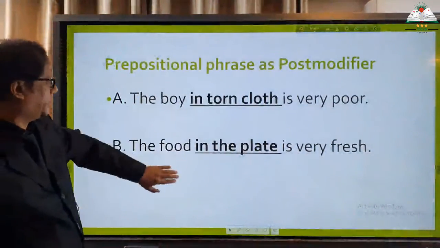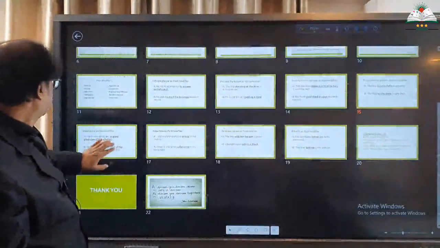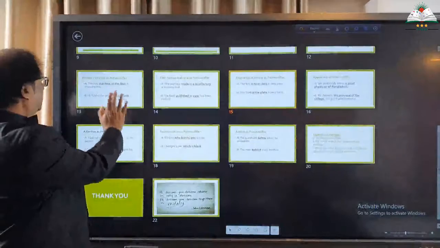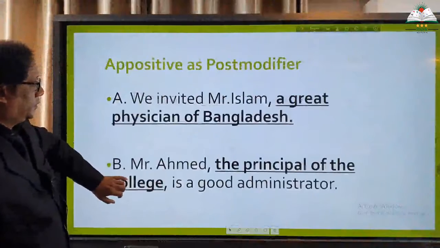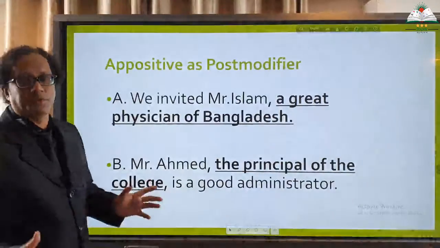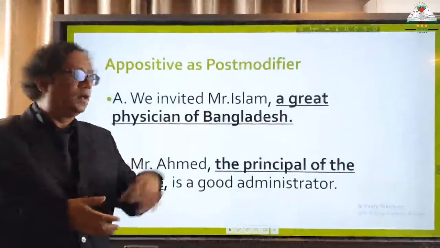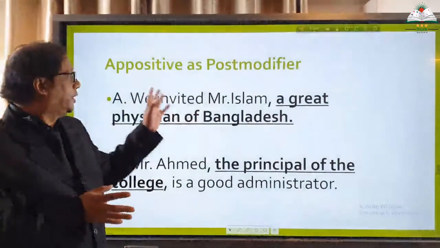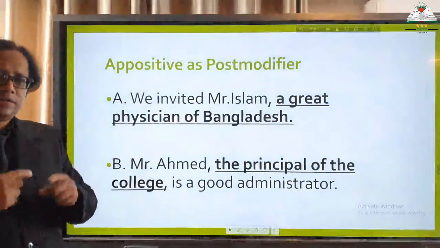This was prepositional phrase, and now we'll go for the next one. Appositive as post modifier. So what is appositive? Appositive is some extra information, and is written in a different style. The subject or the object of a sentence can be used for appositive with some new or extra information. The writing style is very unique.